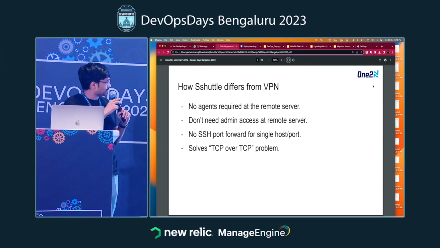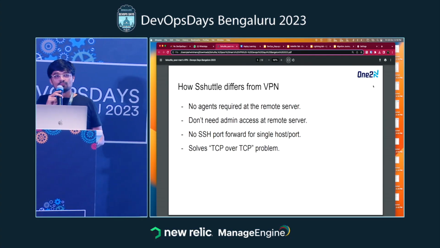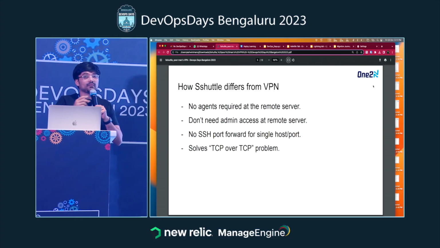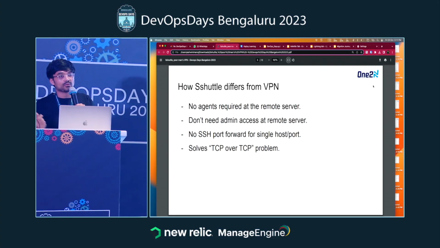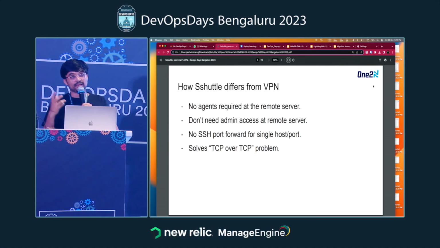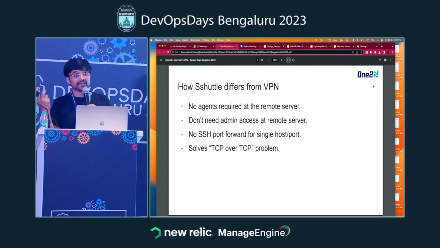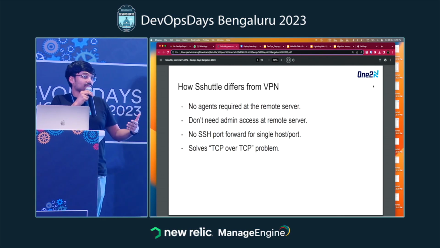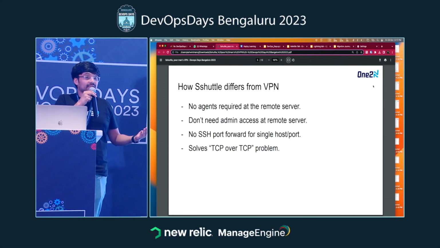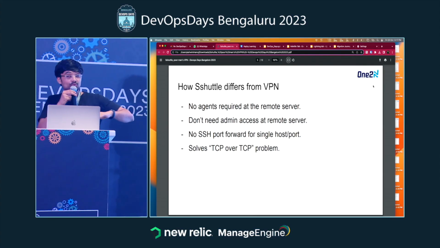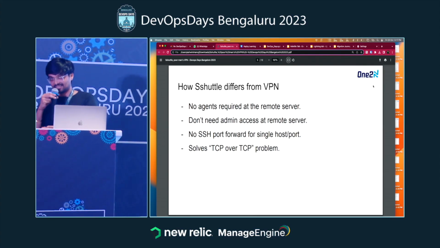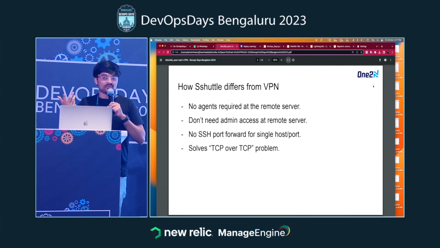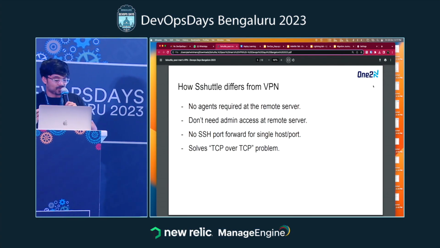So it solves the TCP over TCP problem. What that basically means is that TCP fundamentally relies on packet dropping for the congestion algorithm to kick in. But a lot of OpenVPNs use packet forwarding, so that will not work if you use it in combination with SSH. What sshuttle does is, because it does session forwarding, it overcomes that problem.